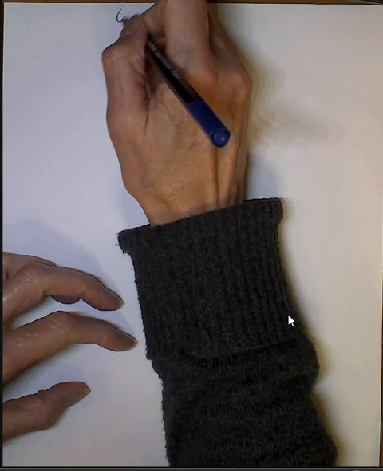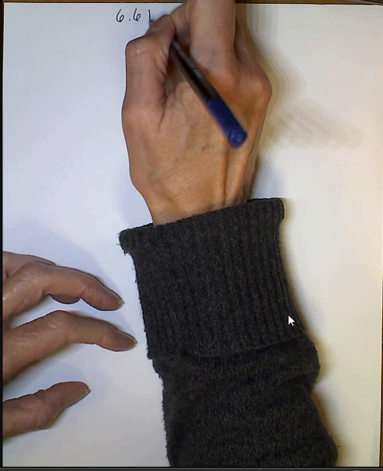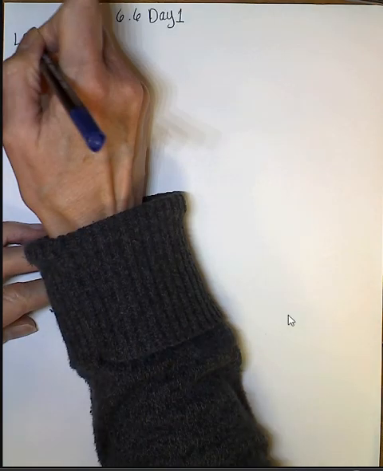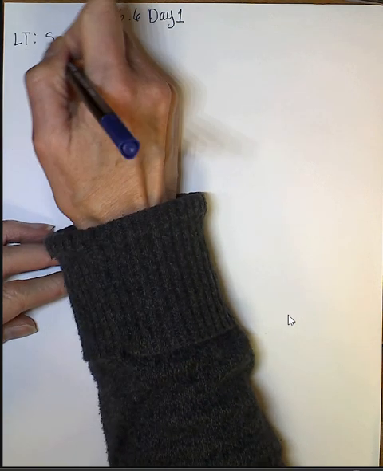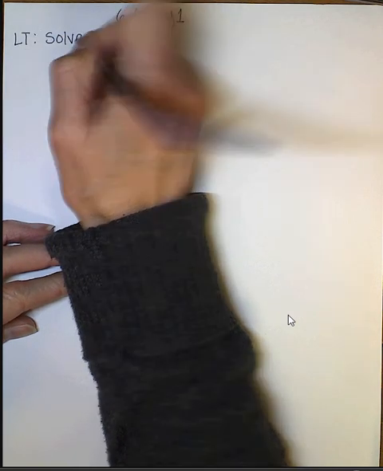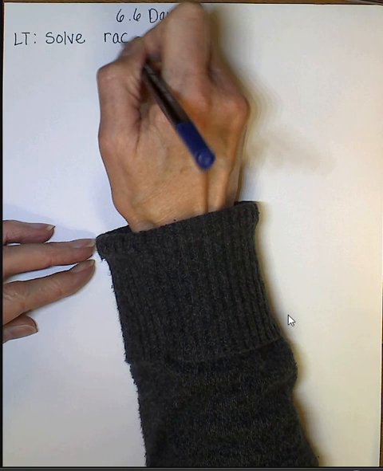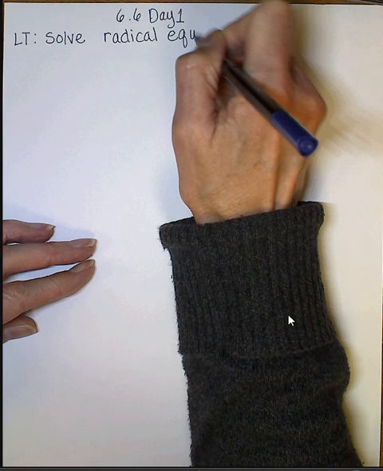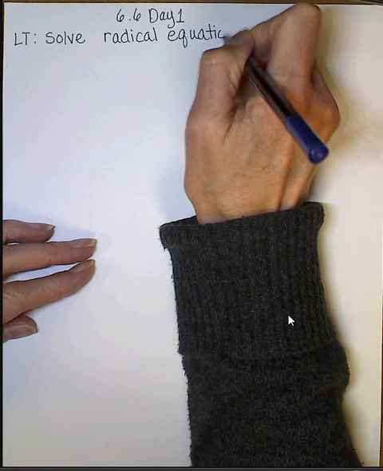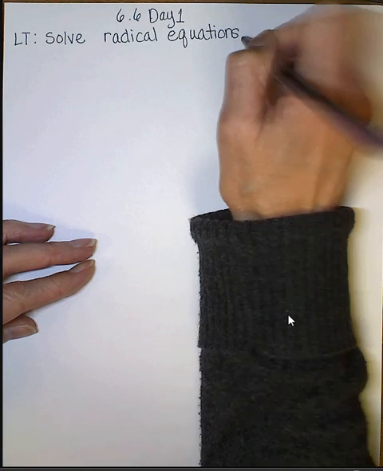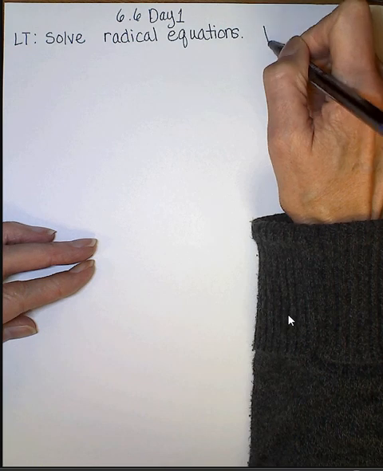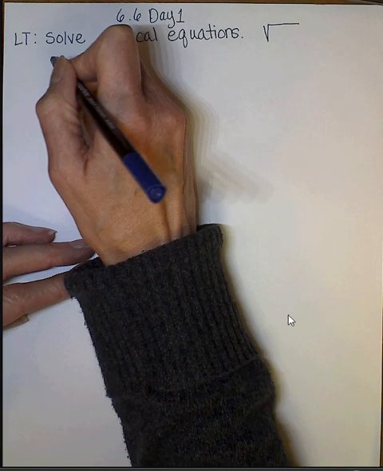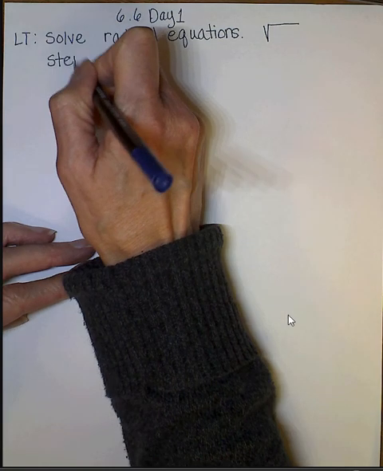Going to do 6.6, day 1. And our learning target for today: solve radical equations. And these are just equations that have radicals in them. So you've been working with those all chapter, so they have radicals like that in them. So we're going to have some steps to do this.